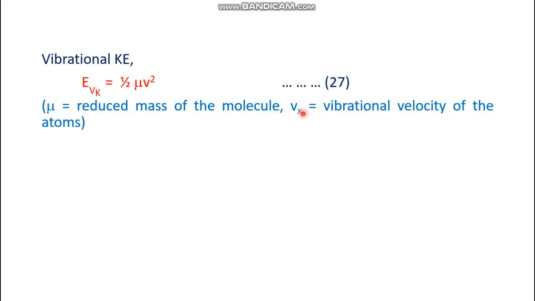And Vx particularly is the vibrational velocity of the atoms along the x-axis. Here x should be suffixed. Yeah, here I have made the correction. It is half mu Vx squared. So mu is the reduced mass and Vx is the vibrational velocity of the atoms along the x-axis. And finally, the vibrational potential energy has the expression half k prime x squared.